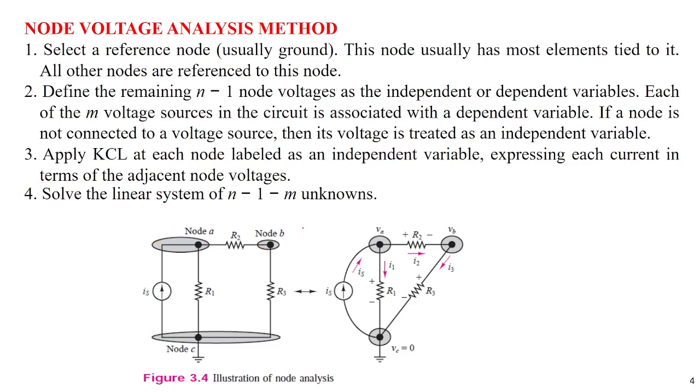Then we apply KCL. Take KCL at this node. Take KCL at this node. What we mean by KCL is that the summation of the current into the node or flowing out of the node is 0, right? KCL is sigma I equal to 0 for that node. Then we solve for n minus 1 minus m, where m is the number of voltage sources, unknowns. We have n minus 1 minus m unknowns, right?